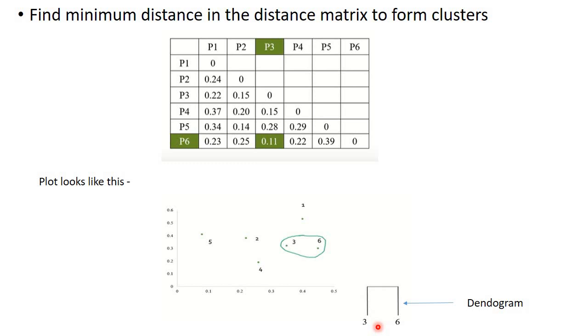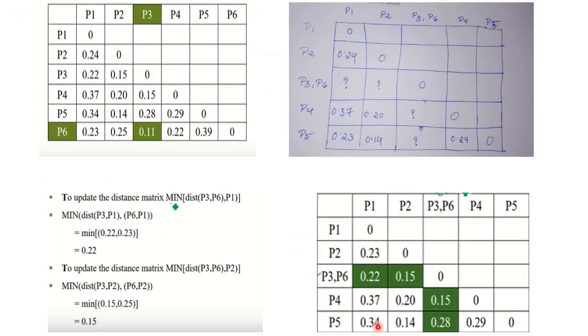Now when I do this, in the next step my distance matrix is going to change like this. Now P3 is no more P3, it is P3, P6. So P3, P6 here, and here also it is P3, P6. So I have P1, P2, P3 is no more P3, it is clubbed with P6. So P3, P6, P4 and P5 remain as they are.